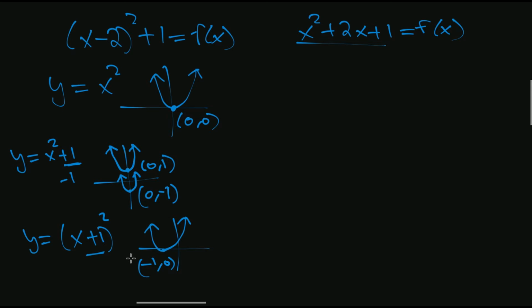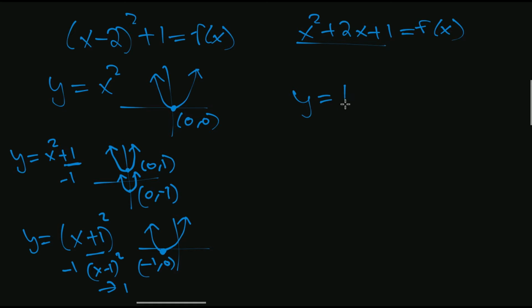To figure out what shift it is, left or right, you want to think what makes this whole thing equal to 0, and the answer would be negative 1, so I'm moving to the left to negative 1. It's the opposite of what you would probably expect. It's a plus 1, you want to think you're going to the right, but for shifting left and right, when it's inside the square, it's the opposite of the sign. So if this was (x - 1)², I would be moving to the right by 1.